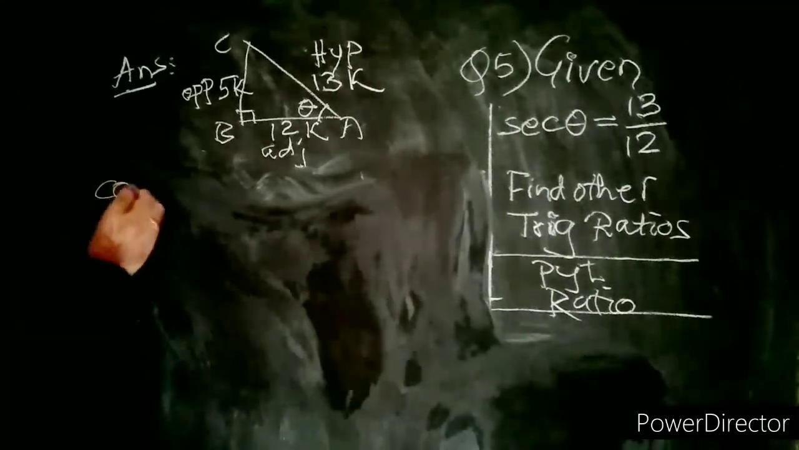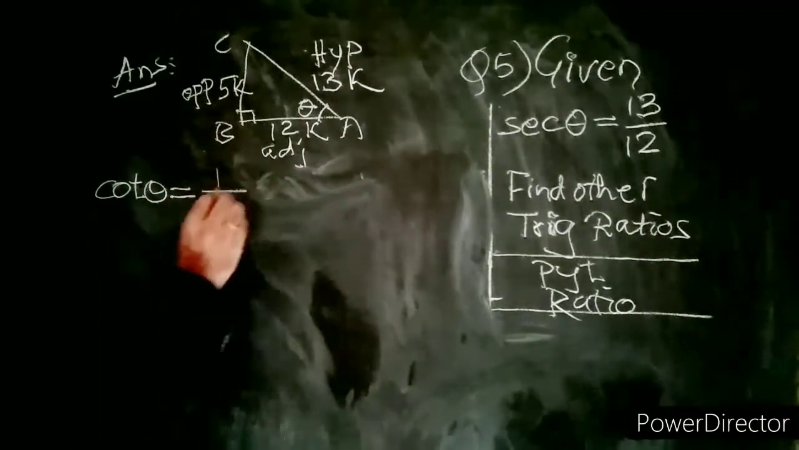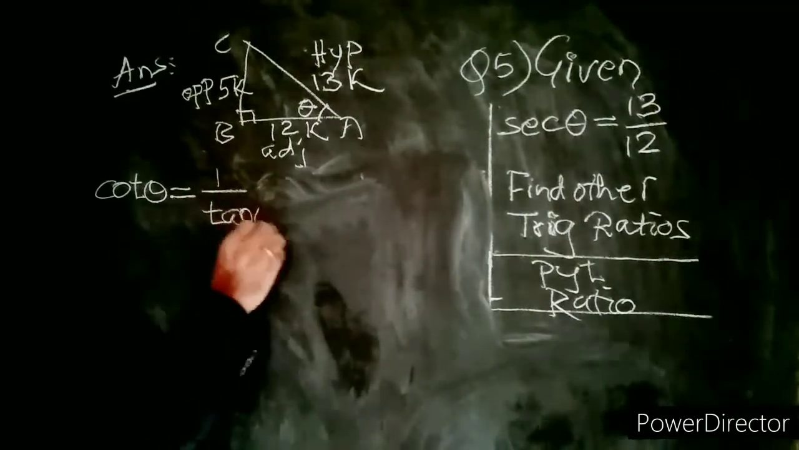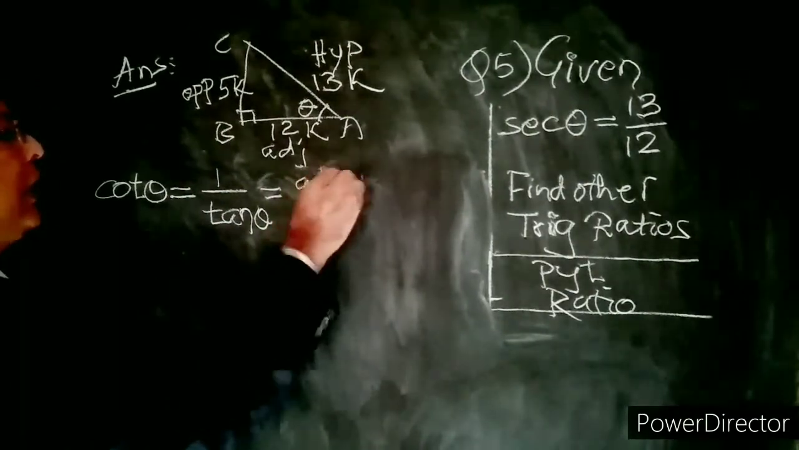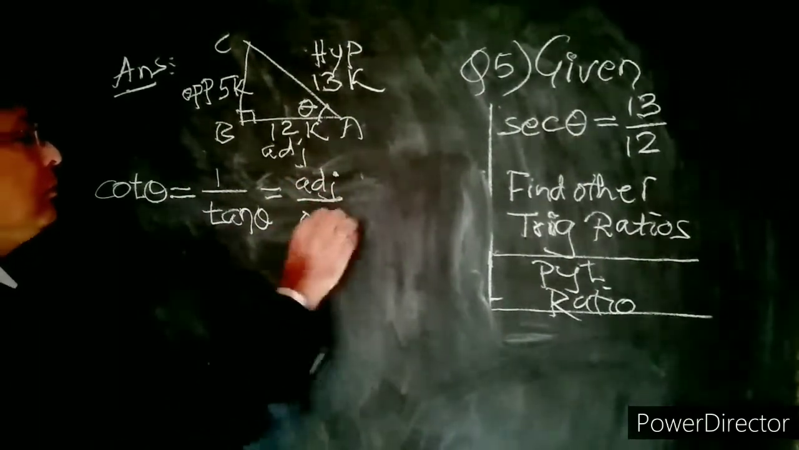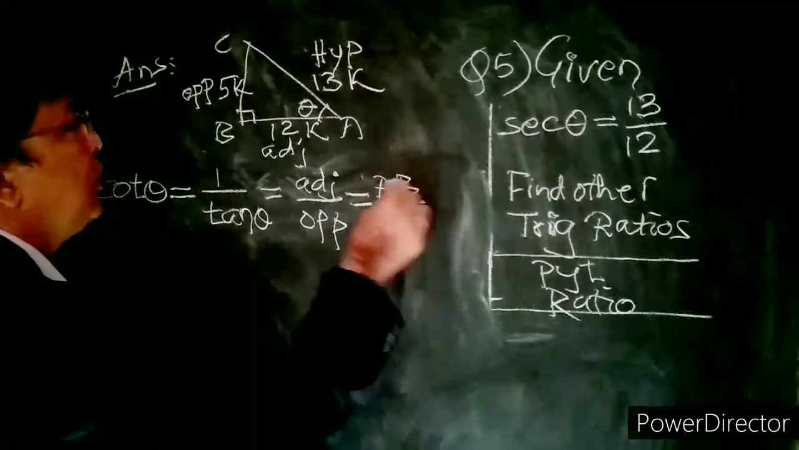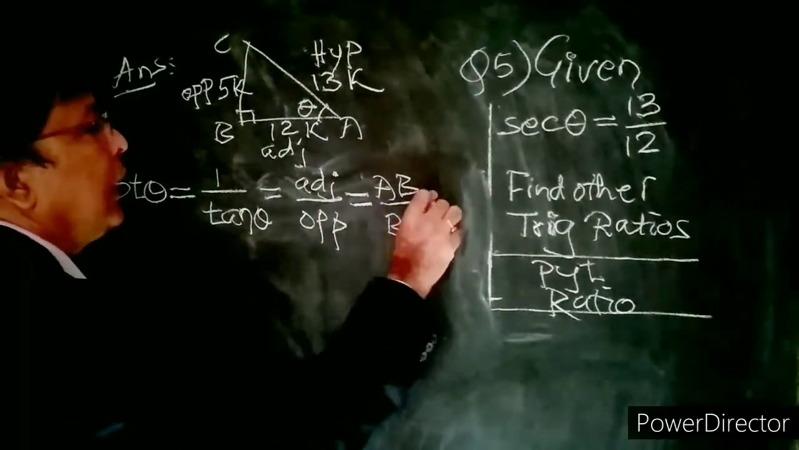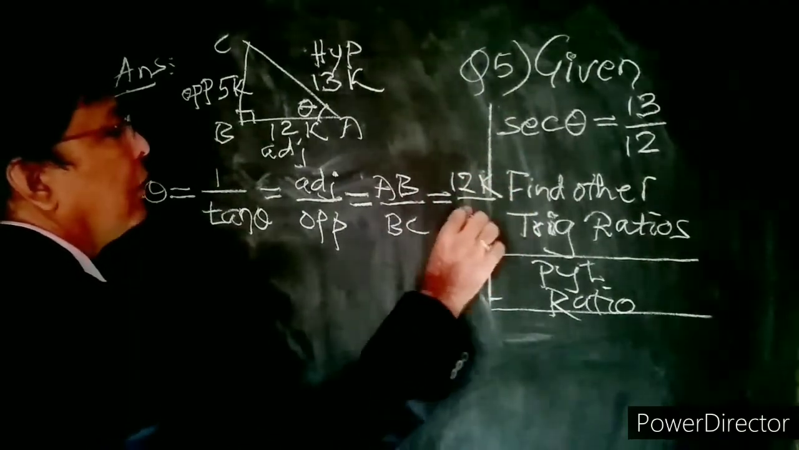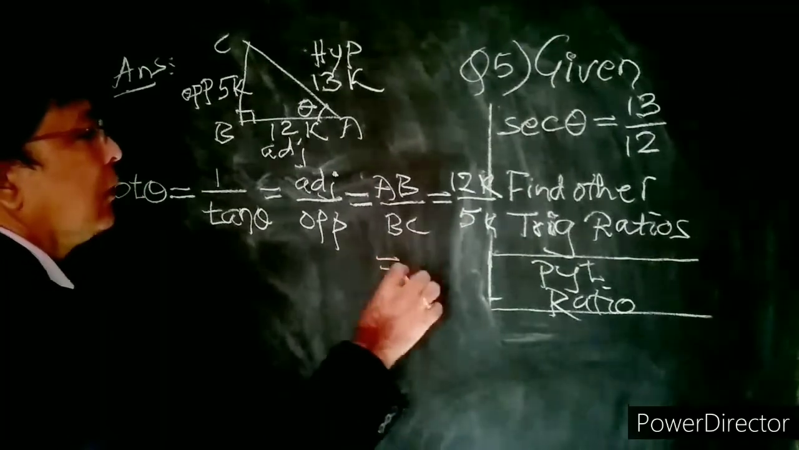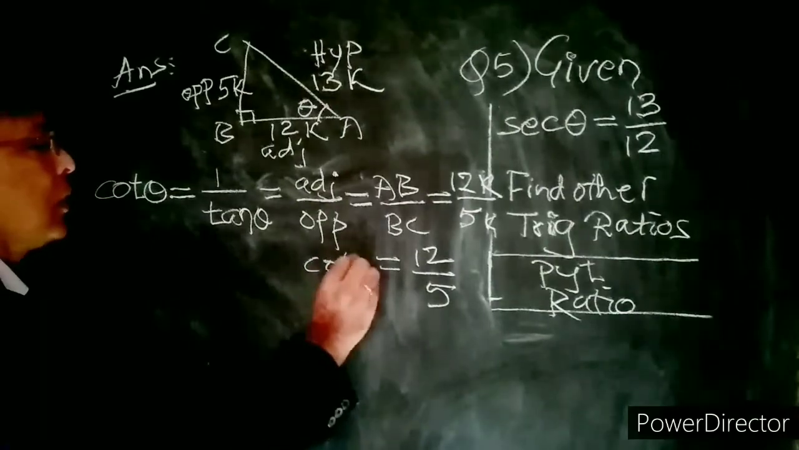Now for cot theta. Cot theta is nothing but 1 upon tan theta. That is 1 divided by tan theta means adjacent side divided by opposite side. Adjacent side is AB. Opposite side is BC. That is equal to 12K divided by 5K. These get cancelled. We get 12 upon 5. This is the value for cot theta.